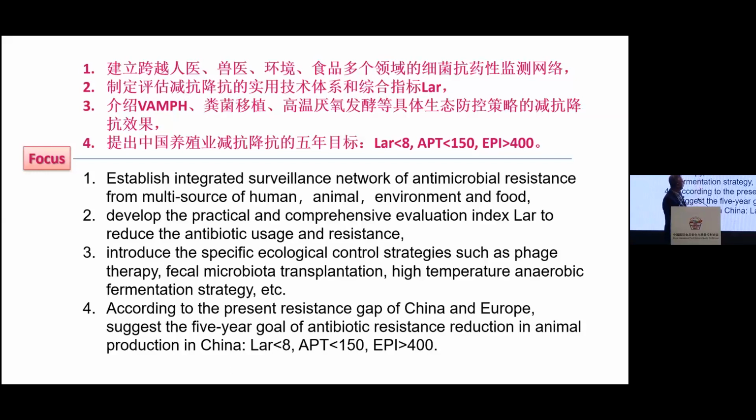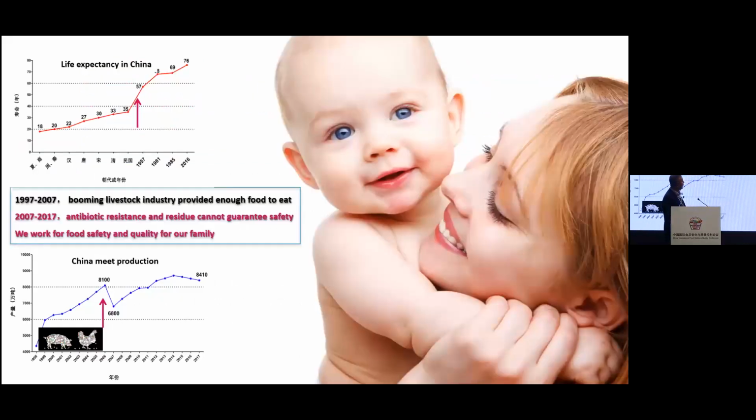I will cover 4 topics. Number 1, to establish an integrated surveillance network. Number 2, we need to have the indicators for monitoring, and it's complicated. I will go to the details later. Number 3, we need to have ecological control. So how to reduce the AMR, and it's a very important topic. And during the 14th 5-year period, we need to control AMR, and there is an expected goal.